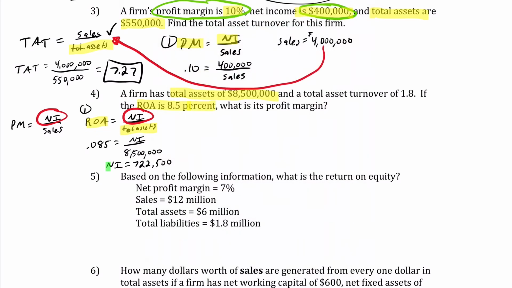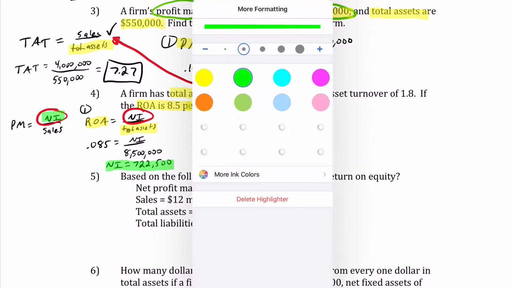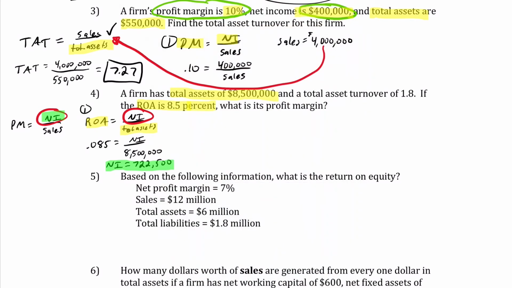So I'm halfway there. Go ahead and highlight this. This is my halfway portion of my profit margin. Let's take a look at the other ratio value that was given, which is total asset turnover, and let's write out its equation. Total asset turnover is equal to sales divided by total assets.